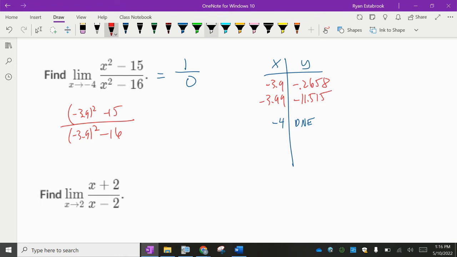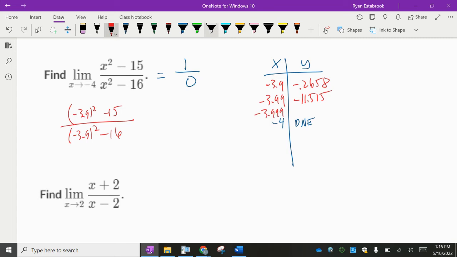I got negative 11.5 something. Minus 15 on top, minus 16 on bottom. Okay, so these x values are getting closer to negative 4. Let's try it one more time. What's an x value even closer to negative 4?